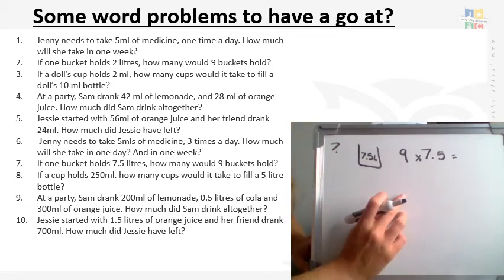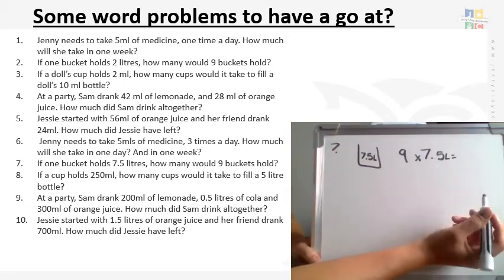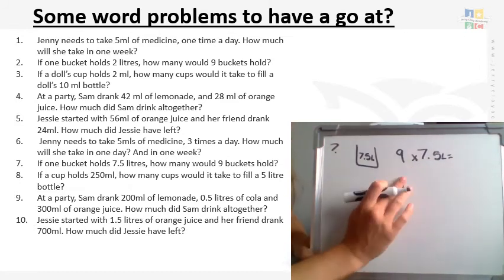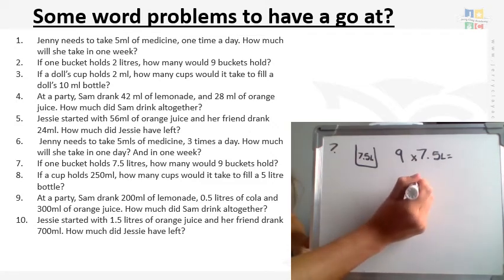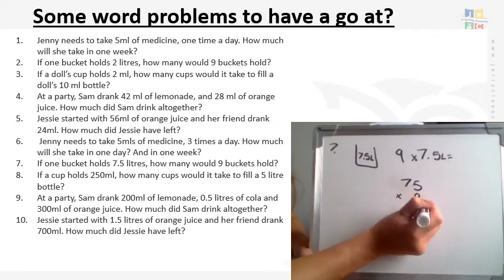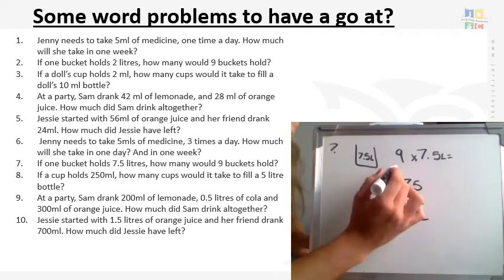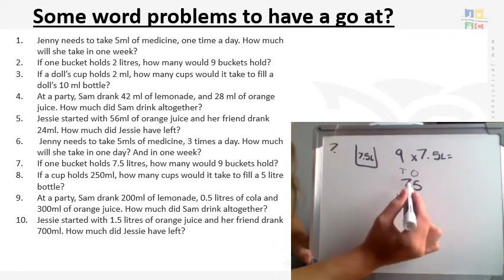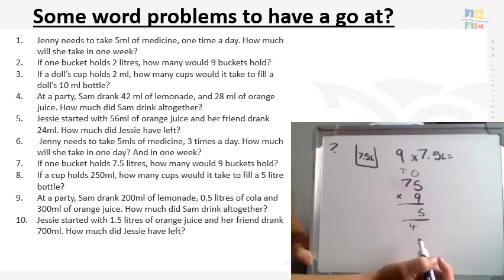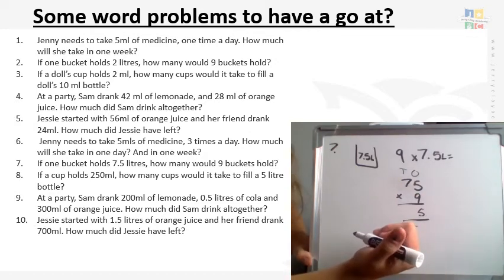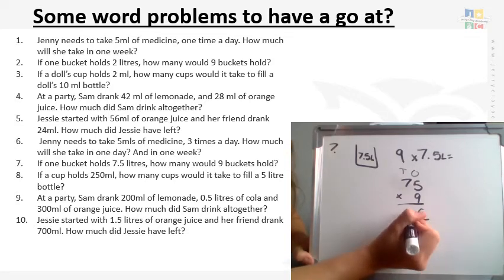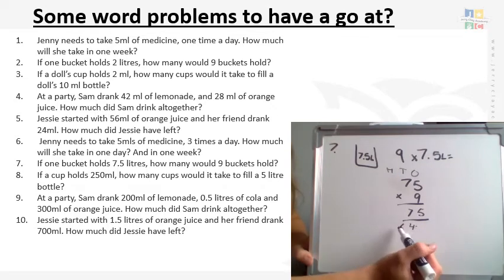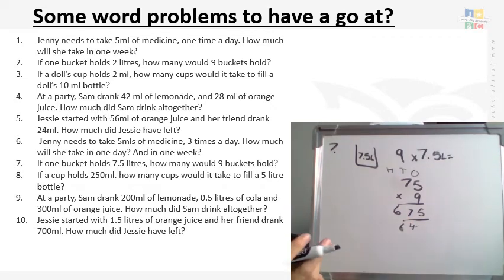Now what I could do for this one is either convert it so it's all into millilitres and times it, or if I take out my decimal point for now, I want to do 9 times 75. I'm going to use my column method. 9 times 5 is 45. 7 times 9 is 63. Add 4, 64, 65, 66, 67, and nothing in my hundreds column, so nothing times 9 is nothing, add 6 is 675.